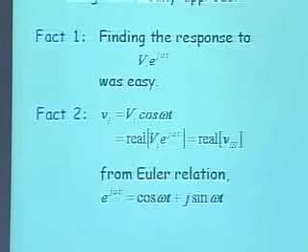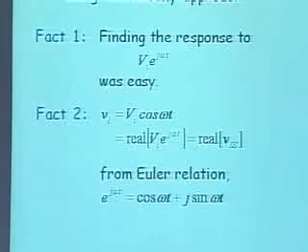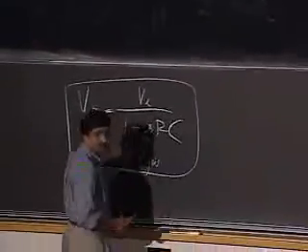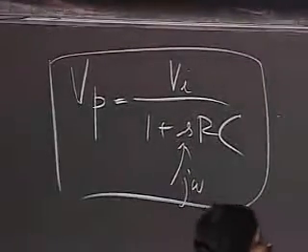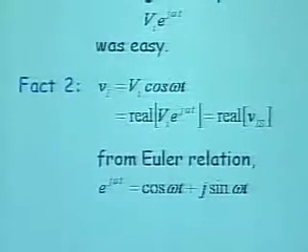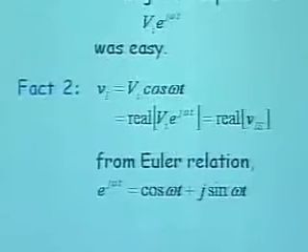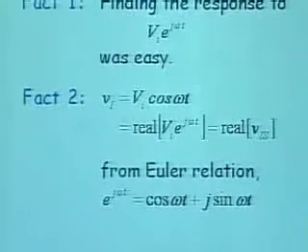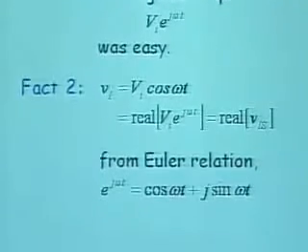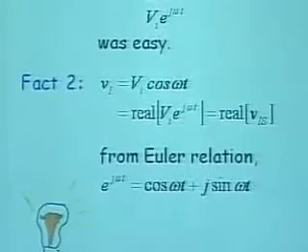Okay? So a light bulb's beginning to go off. So the first fact was that finding the response to VI e to the j omega t was easy. And the response was this, right? Times e to the j omega t. That was easy. And the second part is that the real part of this is VI cosine omega t, which was our input. So to draw the connection between the 2 steps, finding the response to VI e to the j omega t was easy. The real part of that was the input we cared about. Okay, our light bulb's going off.